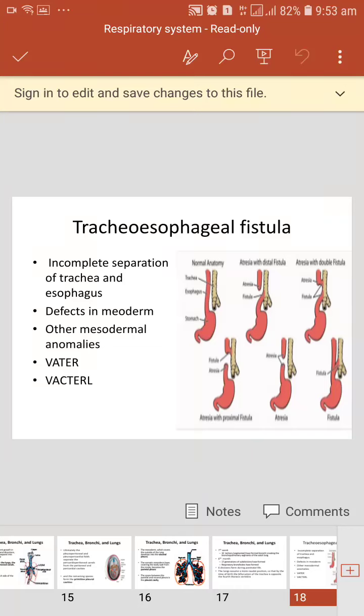In the last lecture, as I told you, when the tracheoesophageal septum forms, there is separation of the foregut into two parts, the esophagus and the trachea. But in some anomalies, there is failure of fusion of the tracheoesophageal fold into the tracheoesophageal septum. As a result, there will be incomplete separation of the trachea and the esophagus. This is known as the tracheoesophageal fistula.